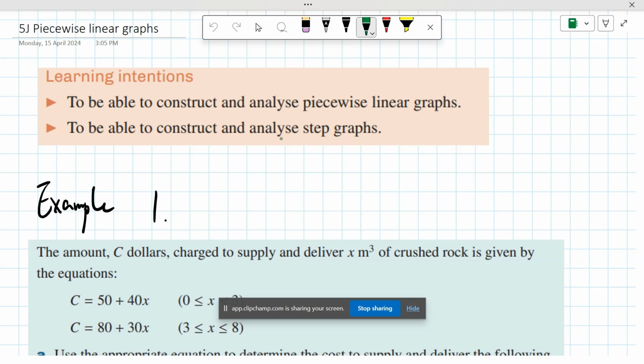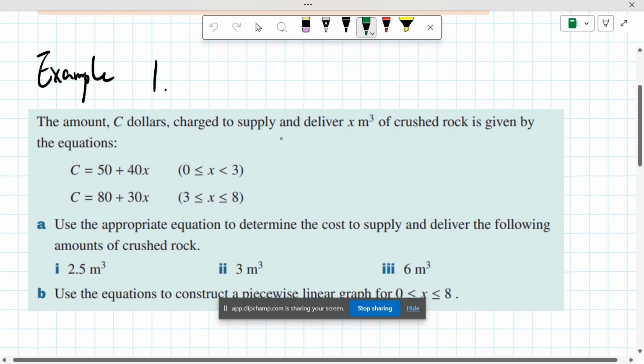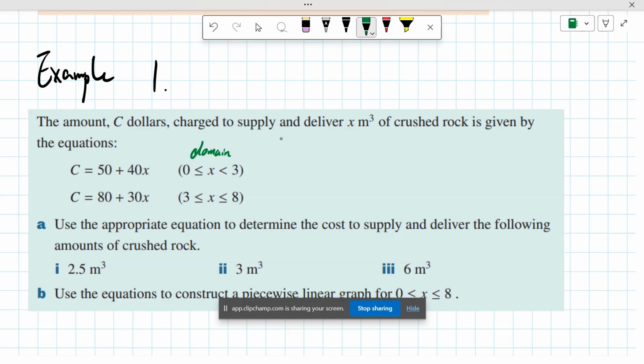Sometimes a situation requires two linear graphs, and we obtain the suitable model and the graph using the model. Such a situation is called a piecewise function. First, we have to make sure the linear graph has its range, which is called the domain. Different domains have different linear equations, so 0 to 3, 3 to 8, and here's the difference.